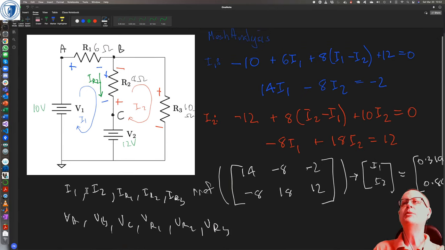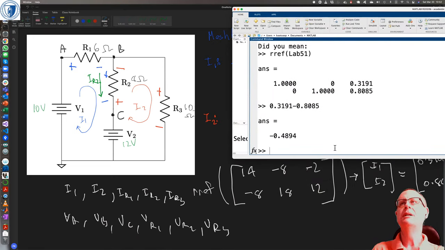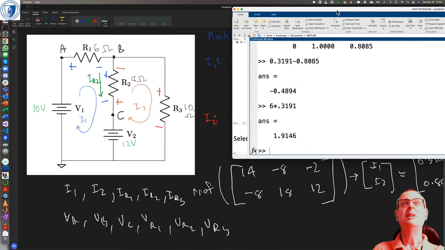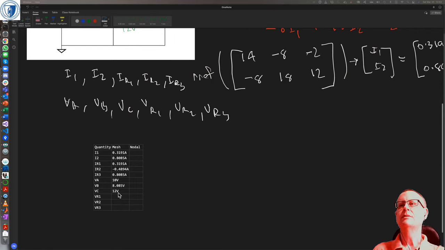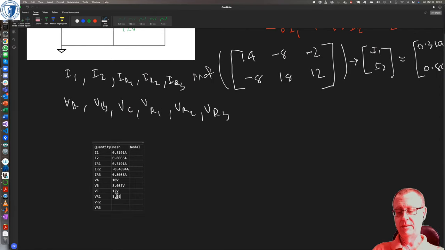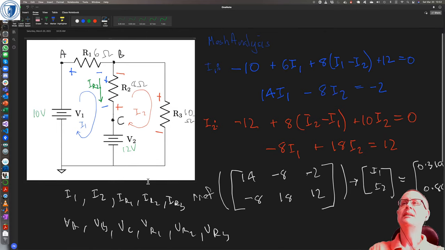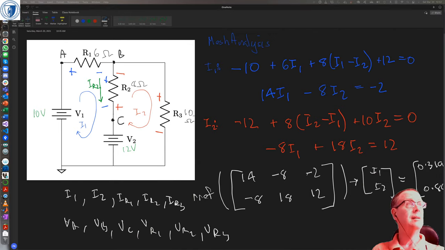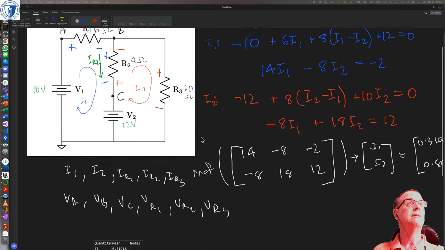Okay, and then the voltages across each component, right? So we just have to apply Ohm's law. So 6 times 0.3191 is 1.915 for VR1. So 1.915 volts. And VR2 is I1 minus I2 times R2, so that's going to be minus 0.4894 times whatever it was, 8 ohms, so minus 3.915.